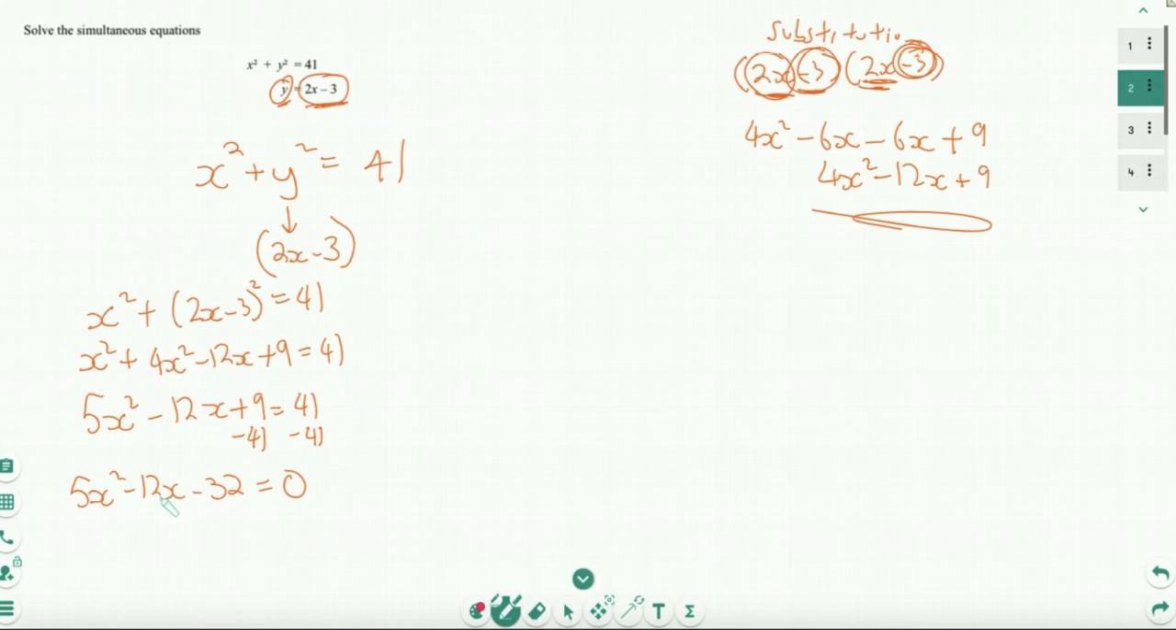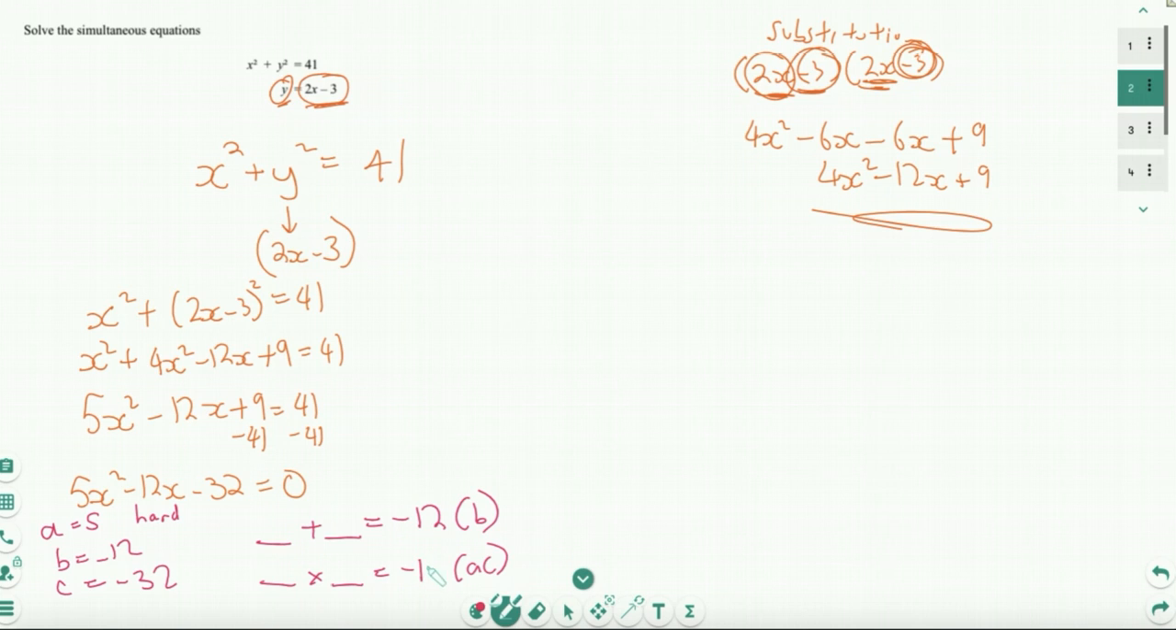And then we can solve this by factorizing. Any common factors between these three terms? Nope. So let's just go straight into our quadratic factorization. So a, b, c. A is 5x squared, B is negative 12, and C is negative 32. Remember, when A is not 1, it's going to be a little bit harder. So we have to add to B always, so we're going to add to negative 12. But we're going to multiply to A times C. So 5 times negative 32 is negative 160.